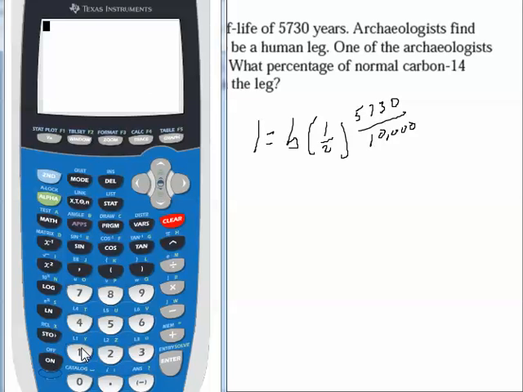Okay? So, I want to show you that 5,730 divided by 10,000 is 0.573. So if I take 1 raised to the 0.573 power, what do I get? I still get 1.